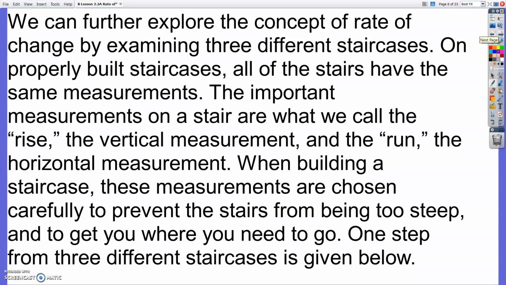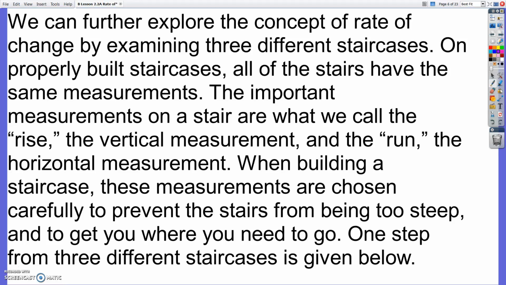So we can further explore the concept of rate of change by examining 3 different staircases. On properly built staircases, all of the stairs have the same measurements. The important measurements on the stairs are what we call the rise and the run. The rise is the vertical measurement, how much we go up and down. And the run is the horizontal measurement. That's how much we go left and right.